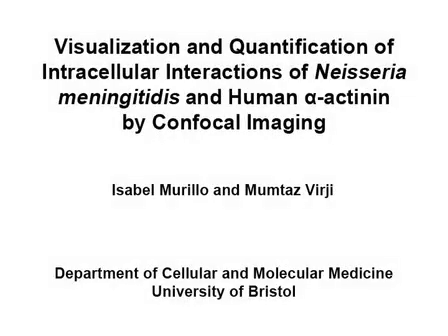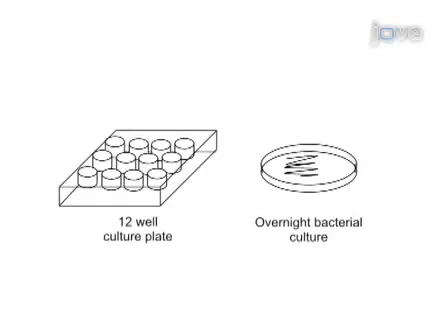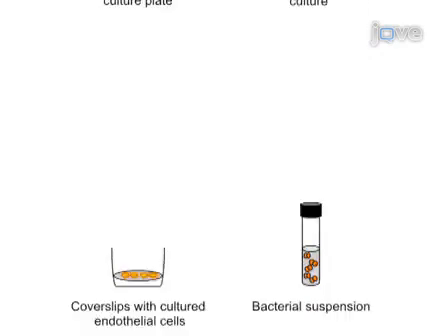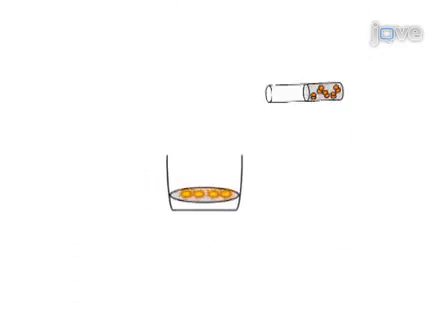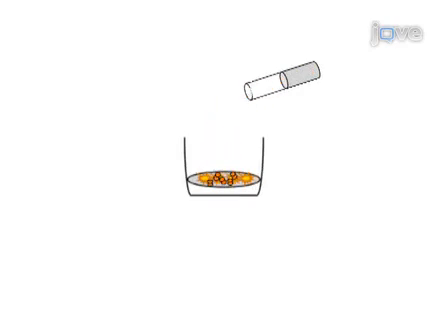The overall goal of the following experiment is to assess the level of co-localization of internalized bacteria Neisseria meningitidis with the cytoskeletal protein α-actinin. This is achieved by infecting cultured human brain microvascular cells with an overnight culture of bacteria for 3 to 8 hours to allow the bacteria to enter the target cells.